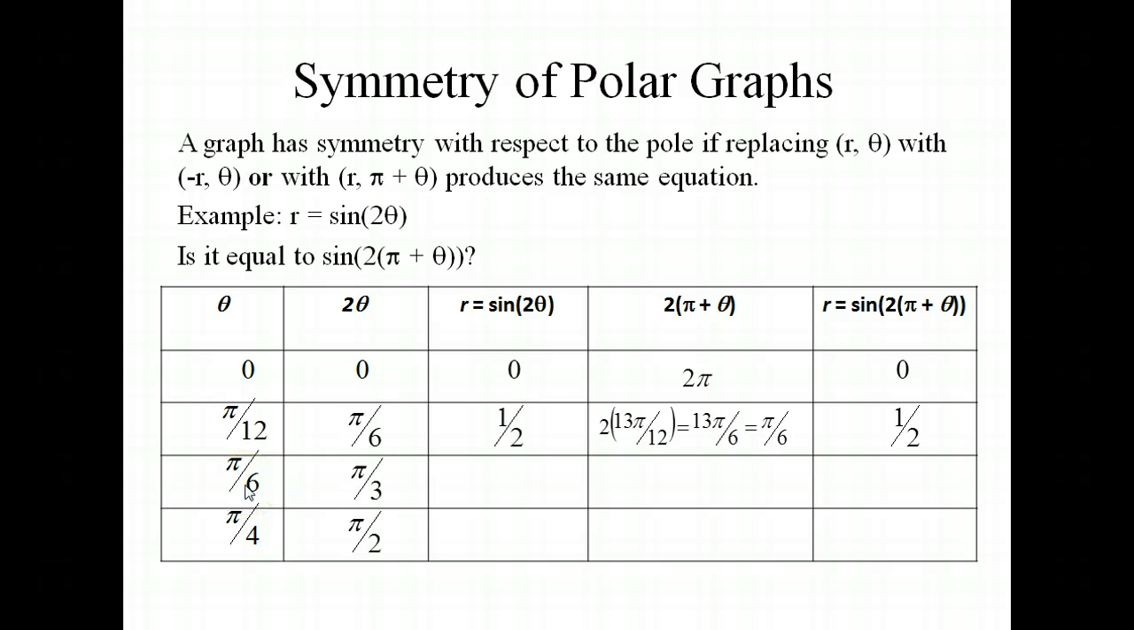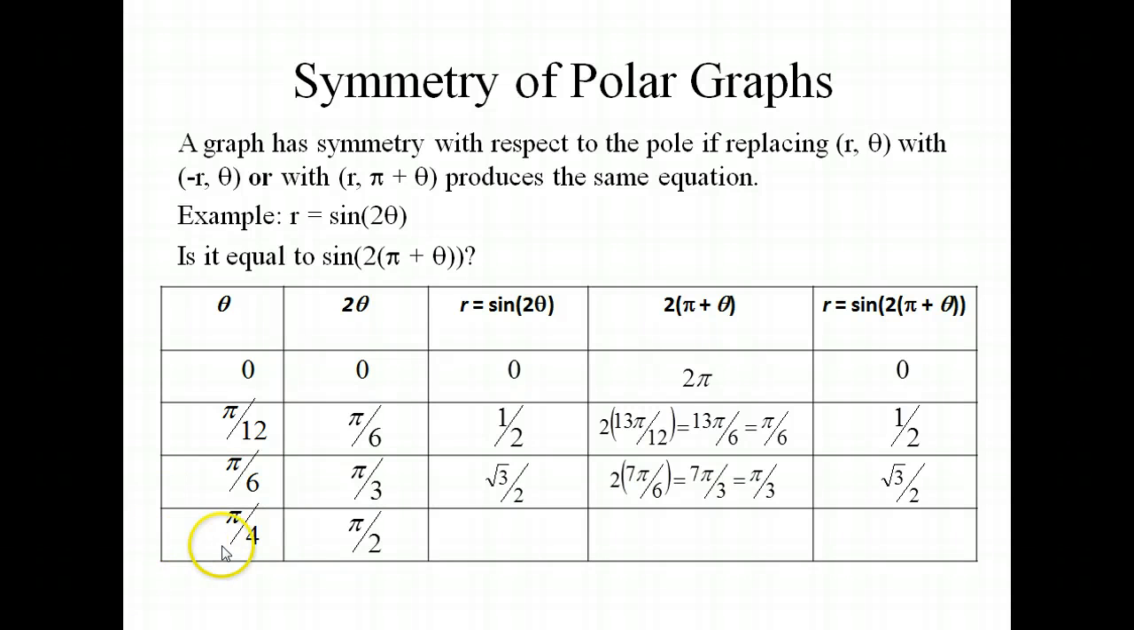Okay, starting with pi over 6, doubling it, we get pi over 3. Taking the sine of pi over 3, we get square root of 3 over 2. Now for the other equation, we're going to add pi to pi over 6 and double it. So that's going to give us 7 pi over 3. And then I found another coterminal angle with 7 pi over 3 at pi over 3. And the sine of pi over 3, of course, is square root of 3 over 2.